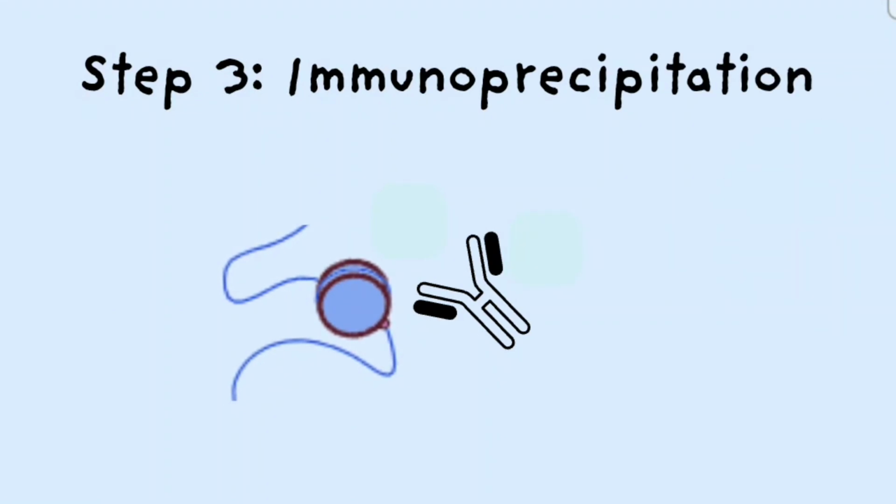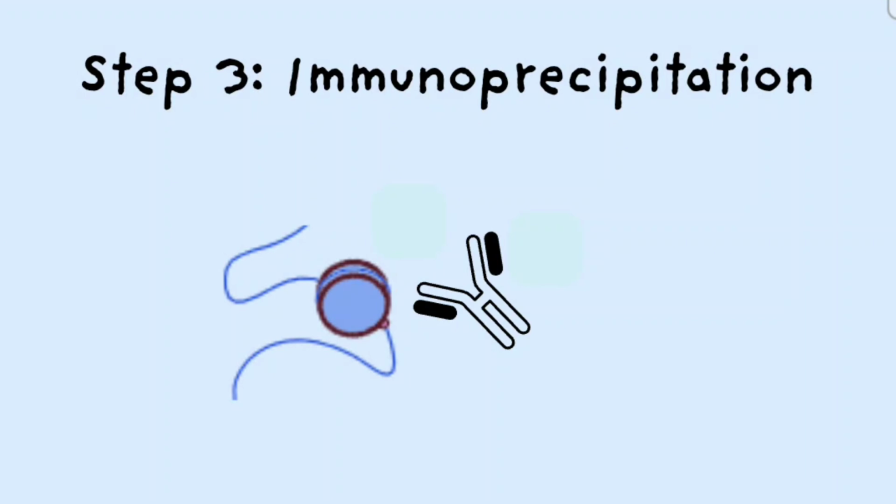Step 3 is immunoprecipitation. Antibodies are used to capture a protein of interest and its bound DNA. In ChIP experiments, this resin is typically composed of ChIP-grade magnetic sepharose or agarose beads conjugated to protein G.